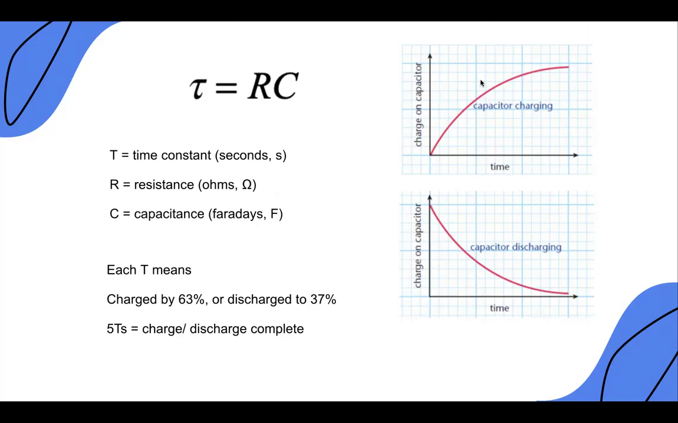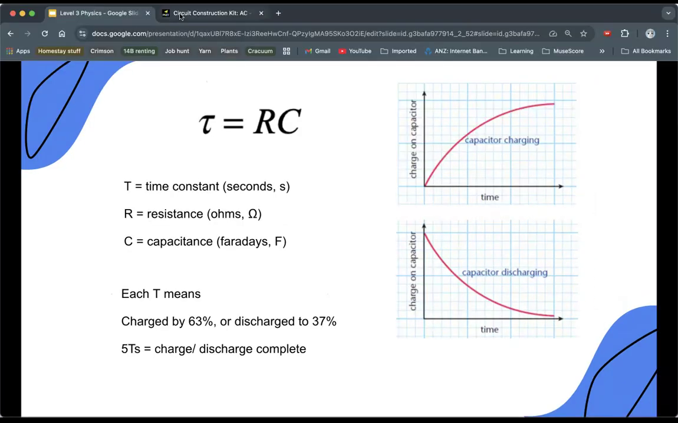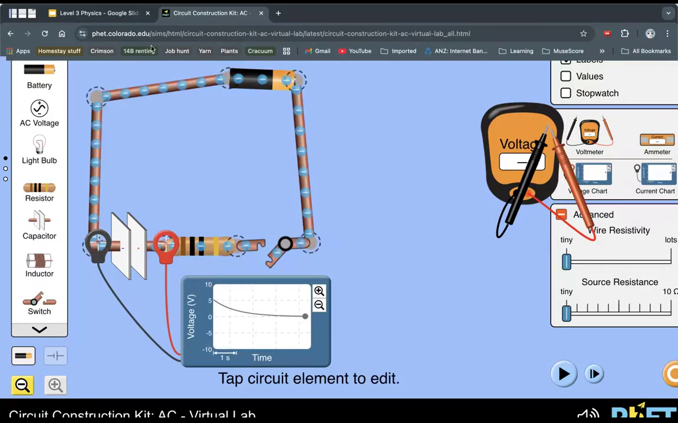So when you're looking at these two graphs of a charging capacitor and a discharging capacitor, what do you notice about the shape and gradient of the graph? Yep, you're right. So the change looks steeper at the beginning, initially, whether that's increasing or decreasing, and then it tends to plateau a little bit when enough time has passed. And to fully explain why, I'm going to bring you to a little circuit lab.